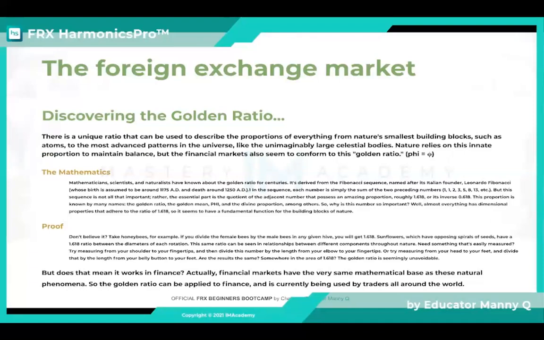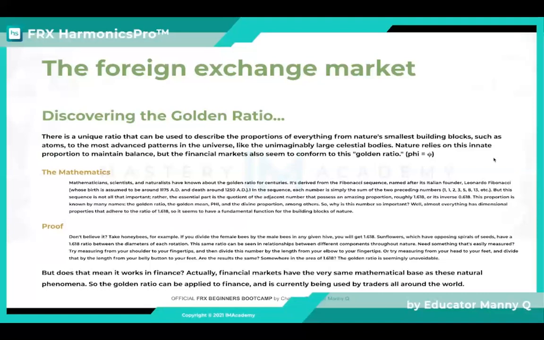There is a unique ratio that can be used to describe the proportions of everything from nature's smallest building blocks, such as atoms in our cells, to the most advanced patterns in the universe, like unimaginably large celestial bodies, such as planet Earth. Nature relies on this innate proportion to maintain balance. But the financial market also seems to confirm, that's spelled wrong, I apologize.